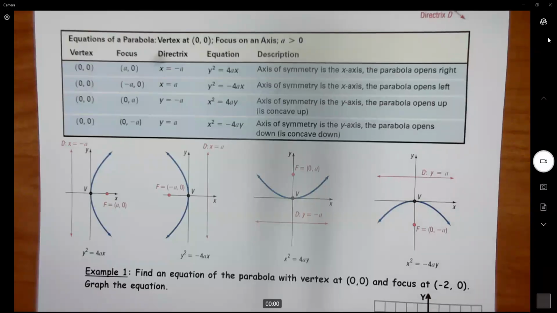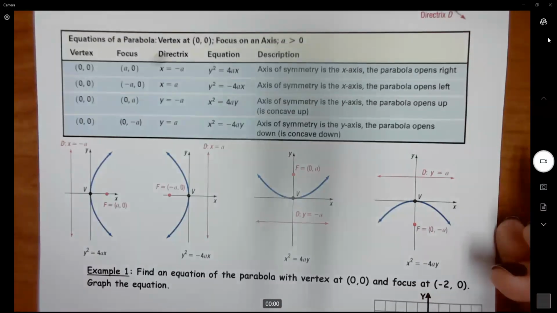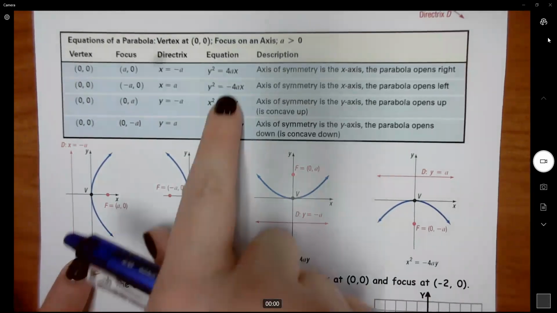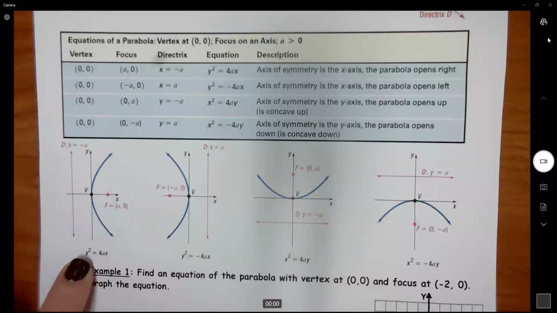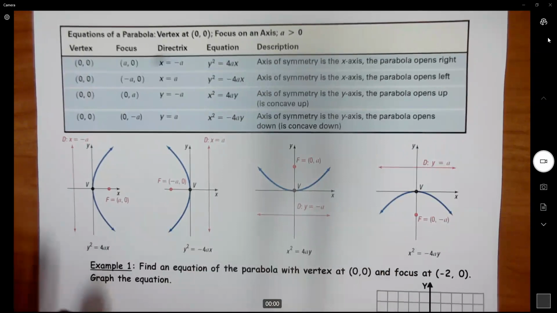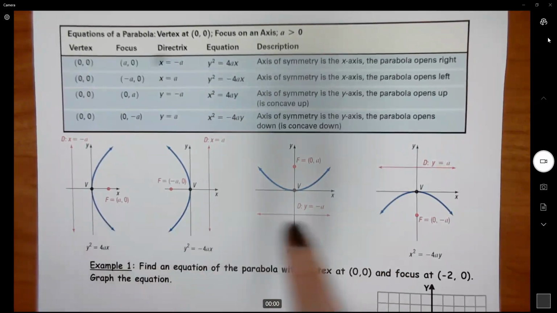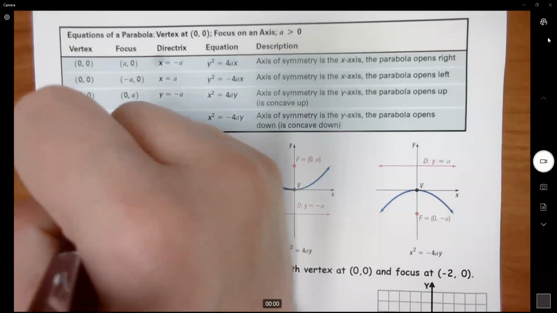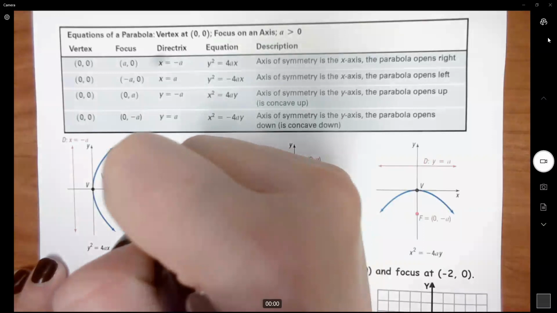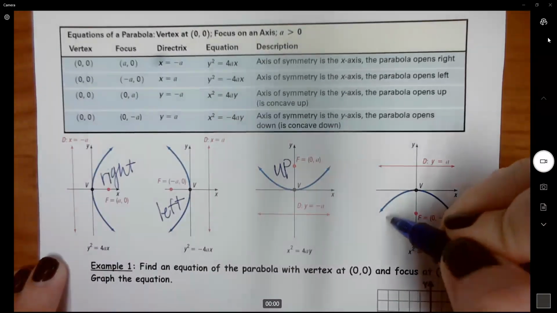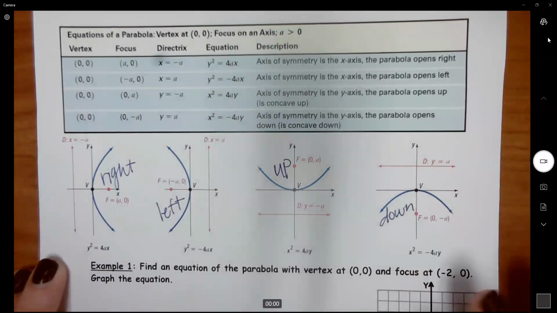Here are our equations for a parabola when it has a vertex at 0, 0. As you can see, we have 4 equations down here, which are also listed right here. When we are picking which of these 4 formulas to use, we want to know how this parabola is opening. Is it opening up to the right, to the left, up, or down?